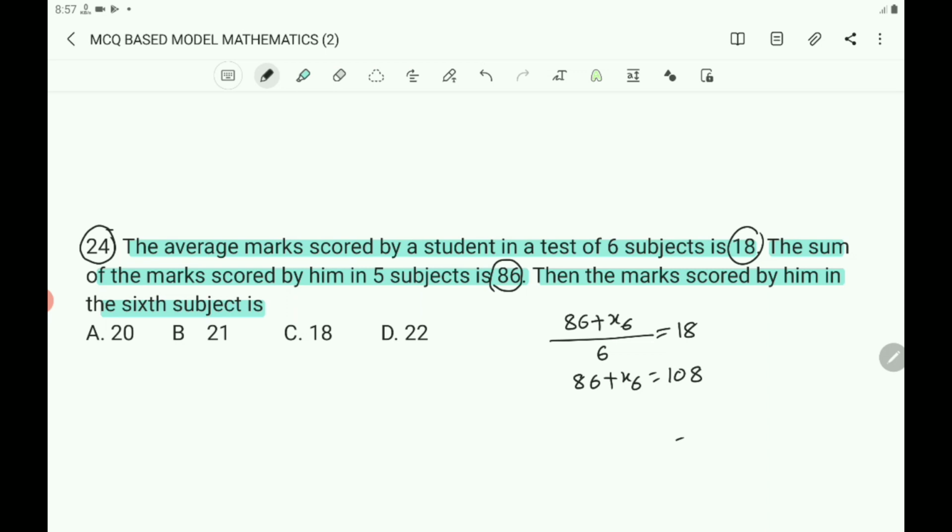Then you will get 86 plus x6 equals 18 times 6, how much? 108. 18 times 6 is 108. You must know the table perfectly. Then x6 equals 108 minus 86. So that is 22. Option D is the answer. So the marks scored in the 6th subject is 22.